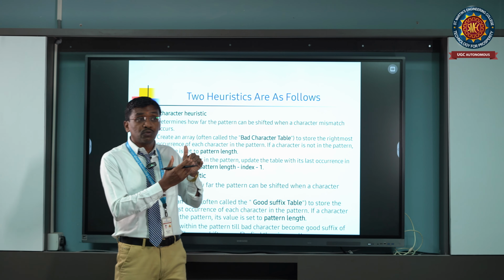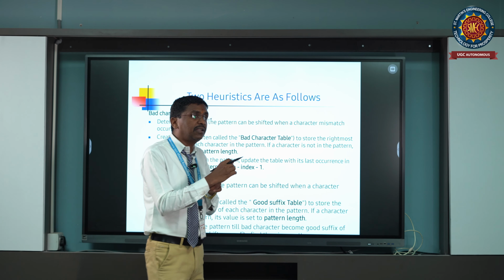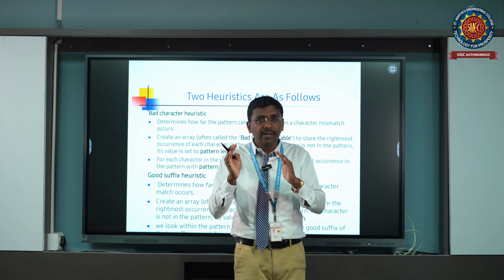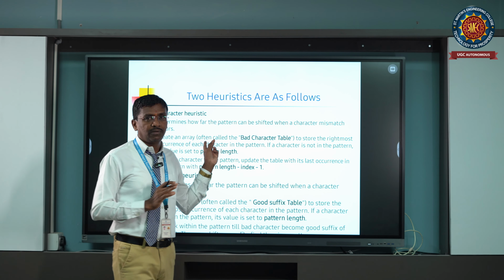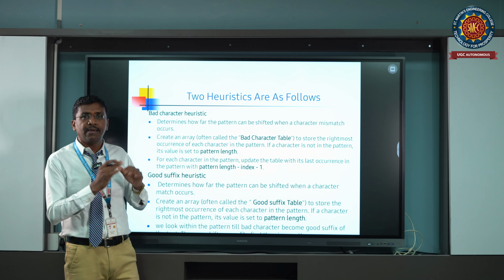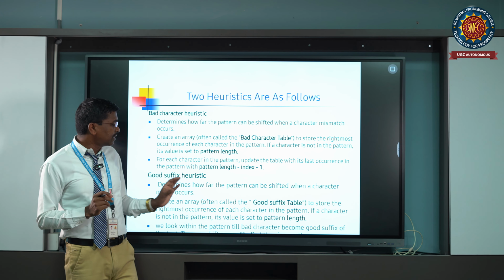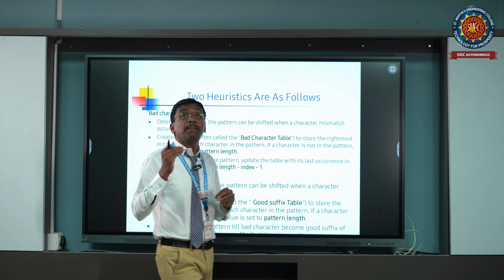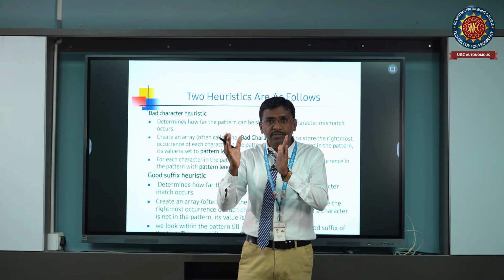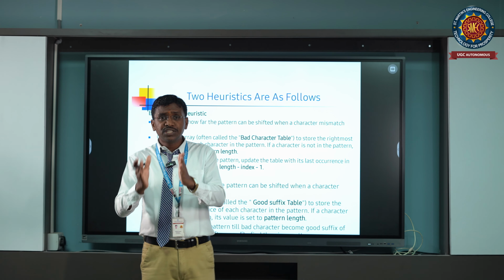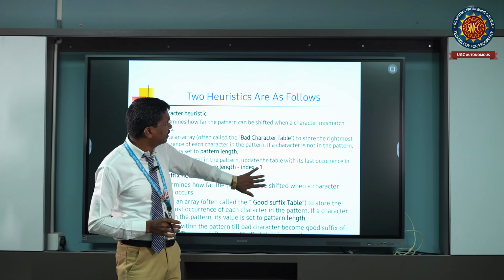What I said: first you scan from right to left, comparing each character. If a mismatch comes, focus on the bad character table. Further, I will explain with an example. Now come to the good suffix heuristic. Good suffix heuristic means when we get matching characters, we can save that space and move to a further position.